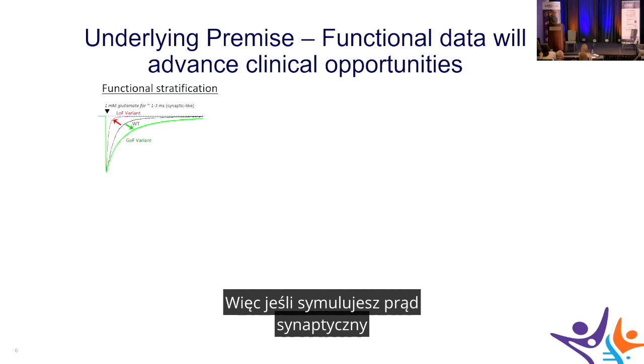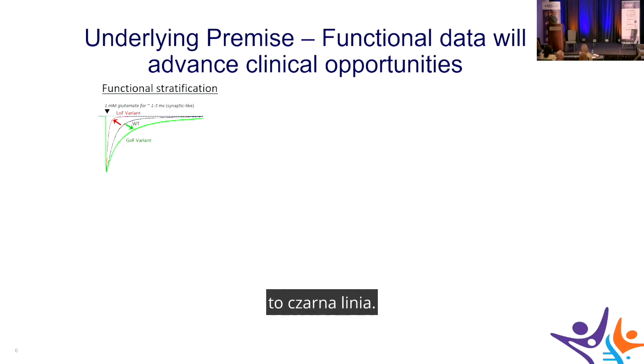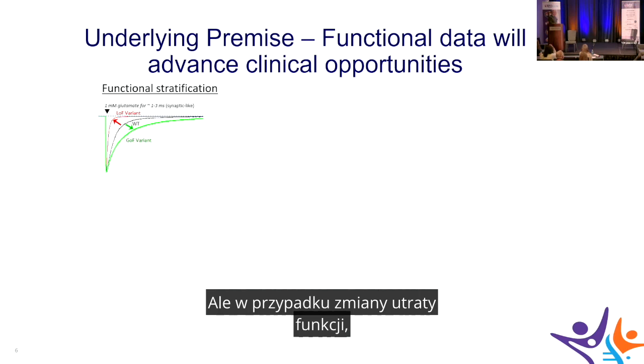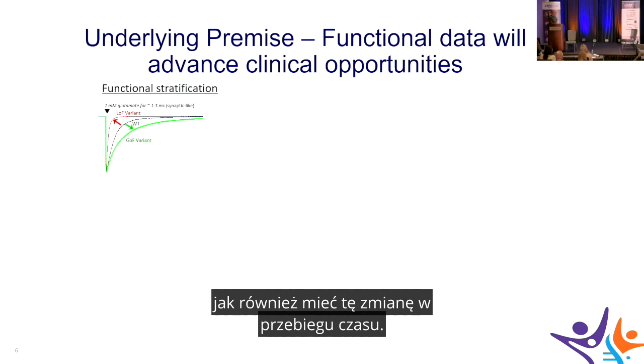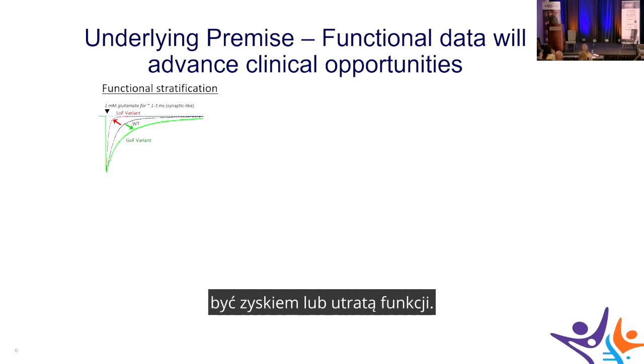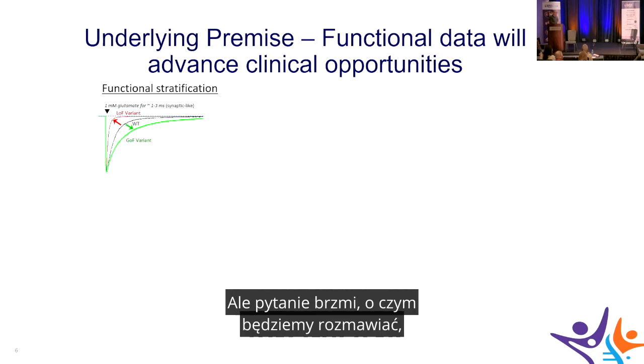So if you're simulating a synaptic current in one of your expression systems where you've expressed one of the mutants, your wild type current will look like the black line here, but in a loss of function change, it may look like this, or a gain of function, it may look like this. For a gain of function, it could be bigger, as well as have a change in the time course. And for a loss of function, it could be smaller, as well as have a change in that time course. So it's a combination of those two features that can push you over the edge to be gain or loss of function. But the question we're going to talk about is where's that edge.